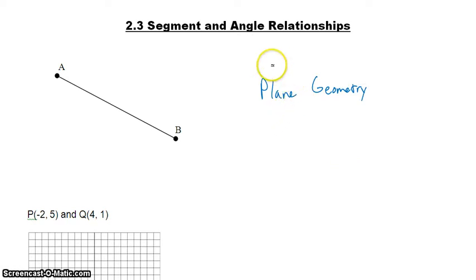Plane geometry refers to the fact that this segment is just drawn on a plane. In order to find the length, the measure of AB, we would need a ruler and the ruler postulate.